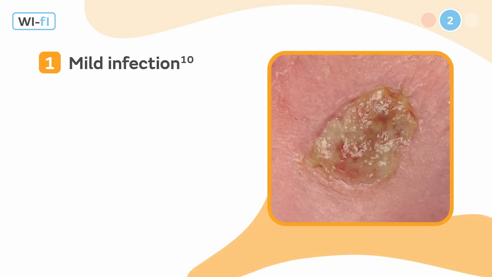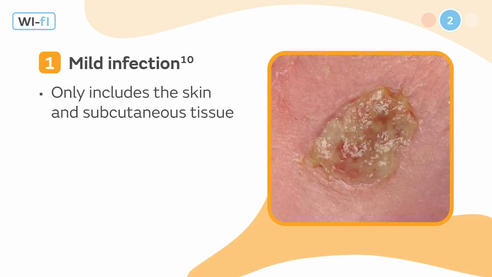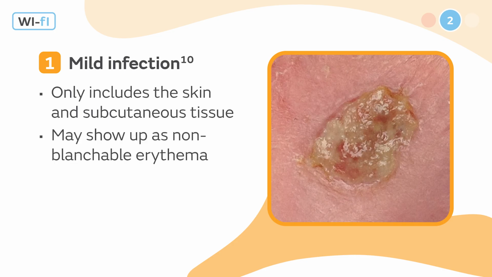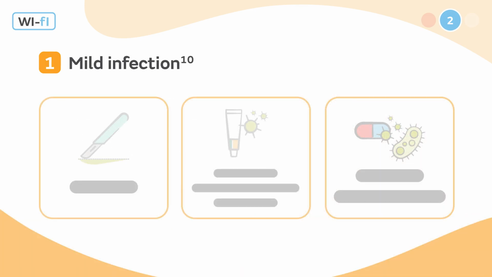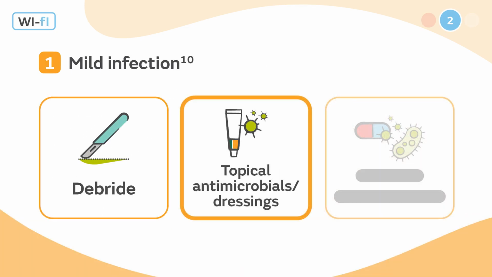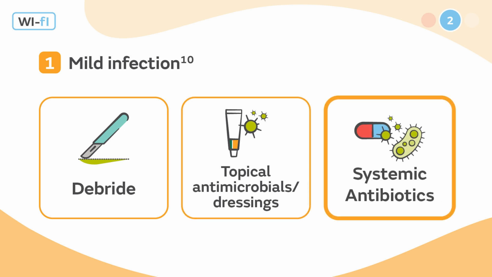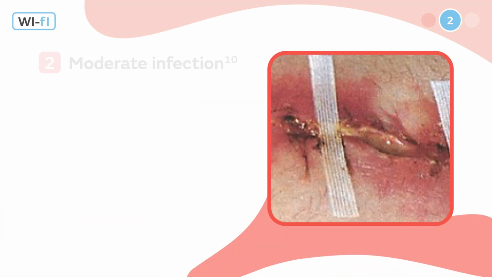Grade 1. If you find a mild infection that only includes the skin and subcutaneous tissue, rate this as a 1. This will show up as non-blanchable erythema, but it should only cover an area between half a centimeter and 2 centimeters around the ulcer. At this stage, you'll want to regularly debride the wound and use topical antimicrobials or antimicrobial dressings. Consider systemic antibiotics if there is a sign that the infection is spreading, but make sure that you use good antibiotic stewardship.